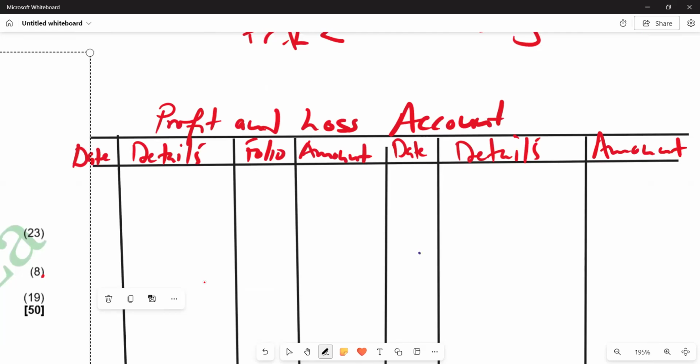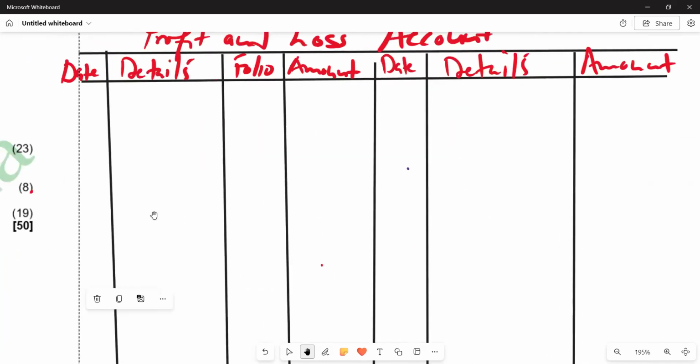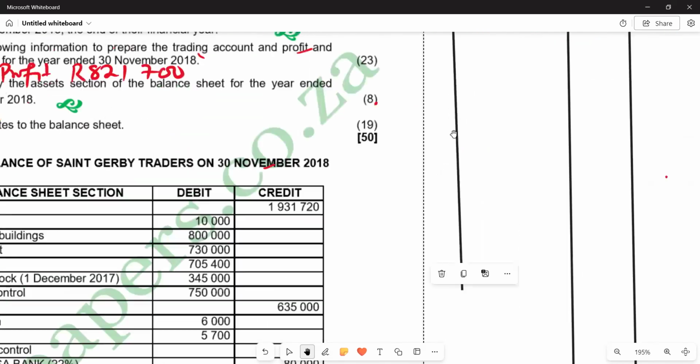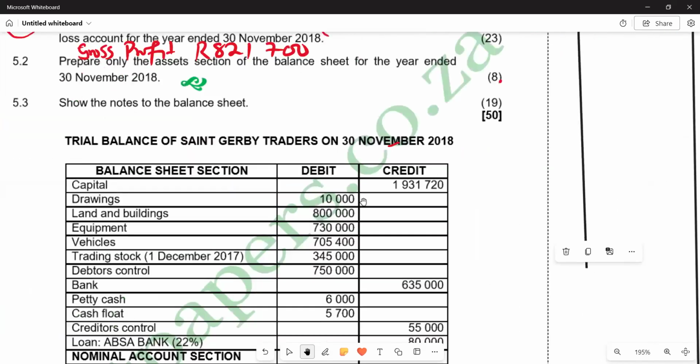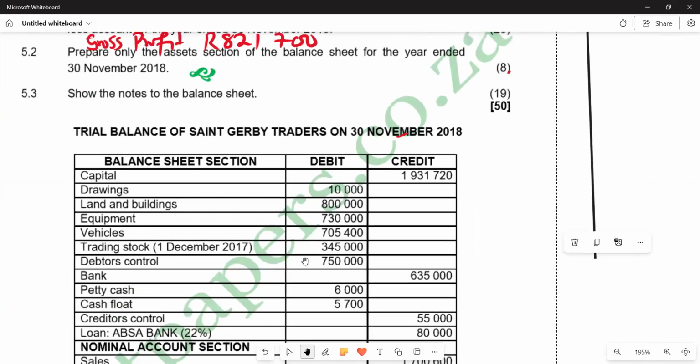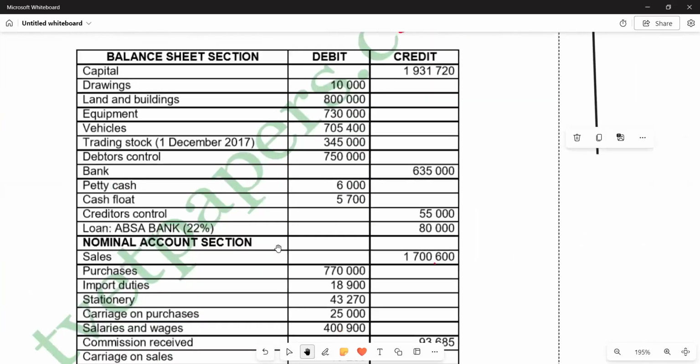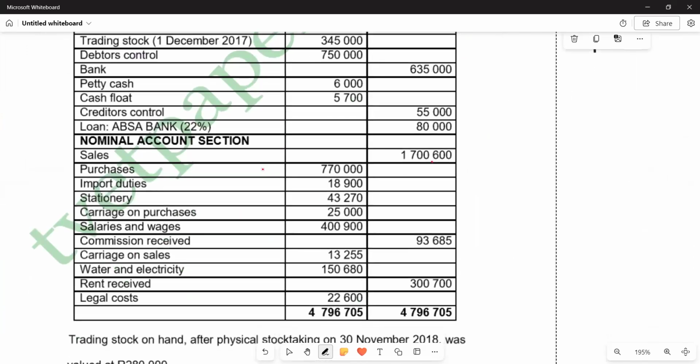So we are going to the question to try to identify the elements of the profit and loss that we have in the question. If you go back to the question, you'll see that we are going down to the nominal account section. That's where we are going to find our elements, going down from sales. We see that we have got import duties, which we did adjust in the trading account, and then we've got stationery. Stationery is one of them, 25,000.